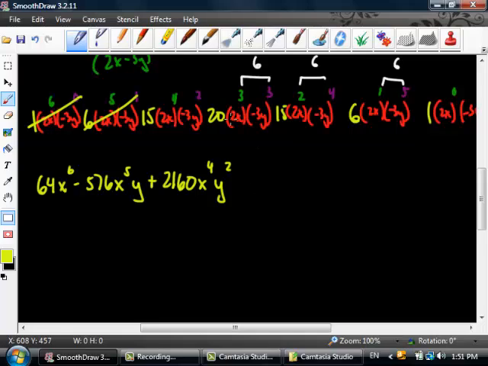I need someone to do 2 to the 3rd, which is 8, times negative 3 to the 3rd, which is negative 27. So 8 times negative 27 times 20. Joshua, go again. 4320. And that's x to the 3rd, y to the 3rd.